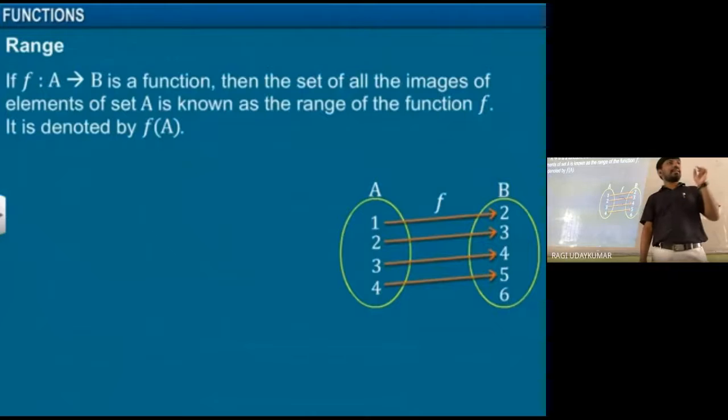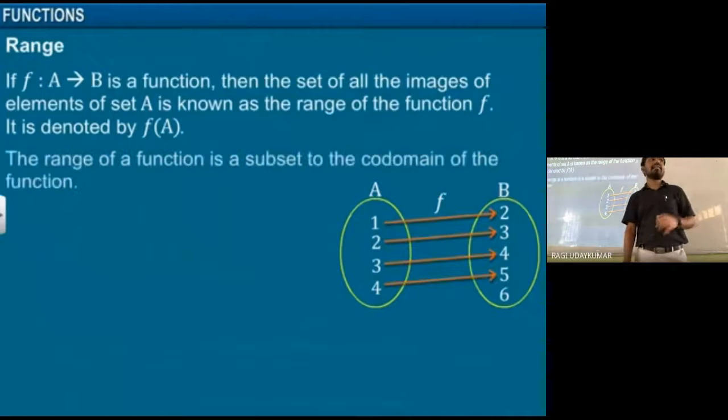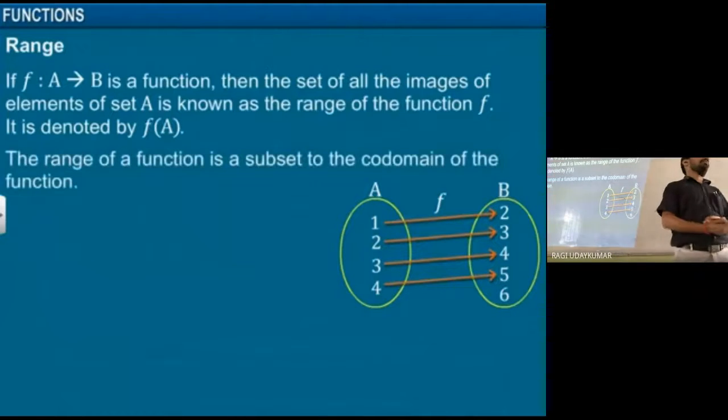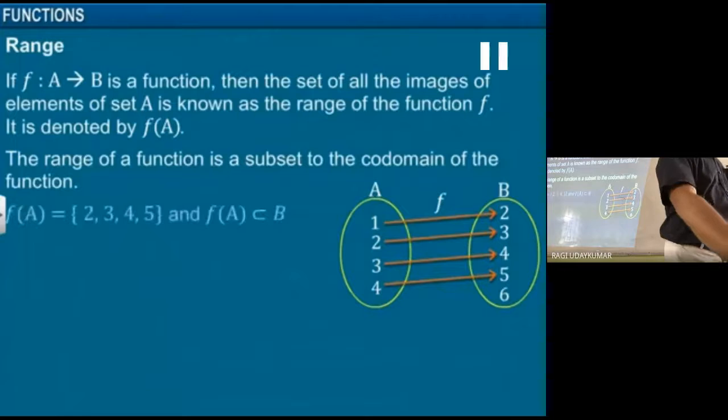Range of any particular function is denoted by f of that particular domain. F of the domain, function in the brackets domain क्या है वो domain लिखना पड़ता है. That is called the range of the function. Is it clear to you? Yeah. So range of the function is always a subset of the codomain. Range of the function is always subset है ना.